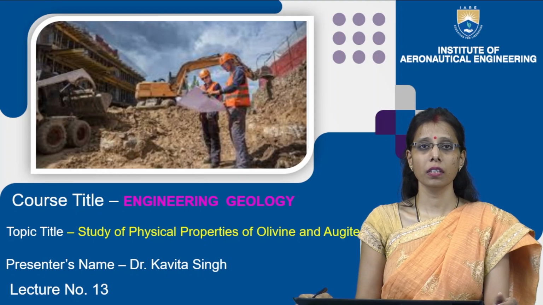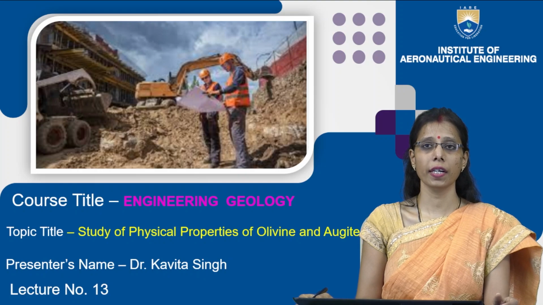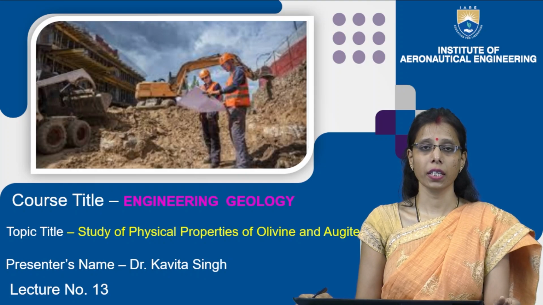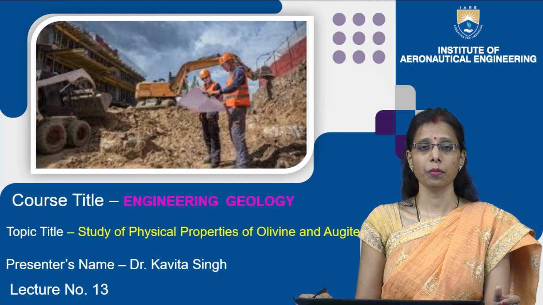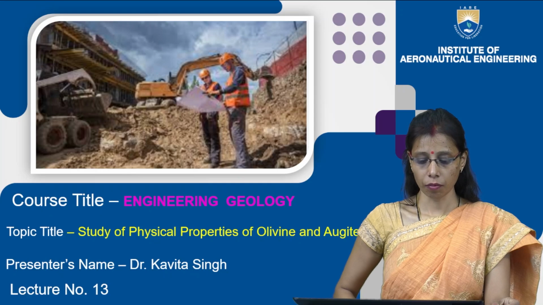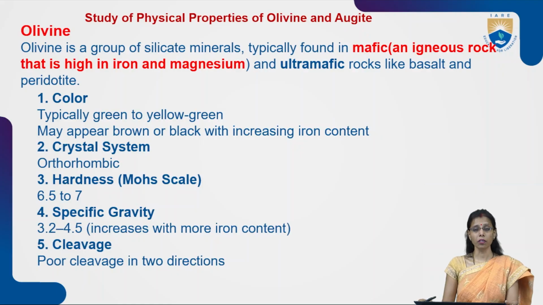Here in this topic we are going to discuss these two minerals, olivine and augite. These are the two types of minerals which are found in different types of rocks. So let us discuss this topic today. We'll start with olivine. Olivine is a silicate mineral.